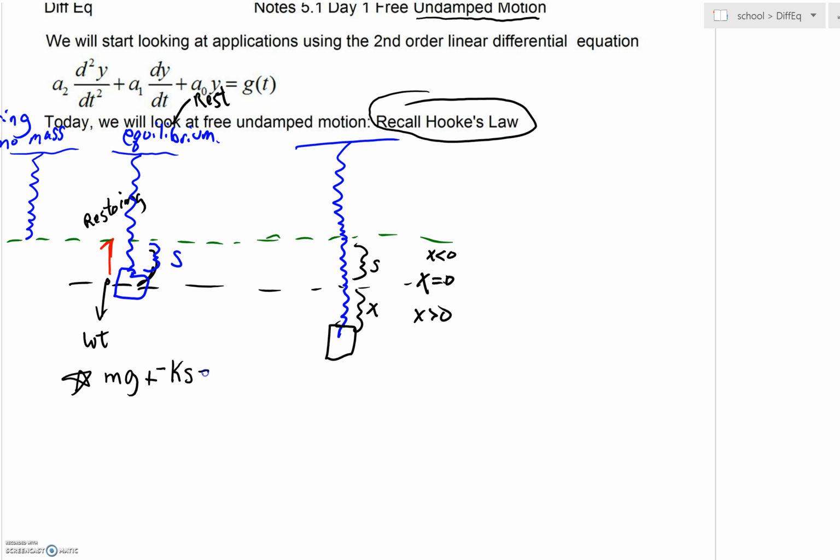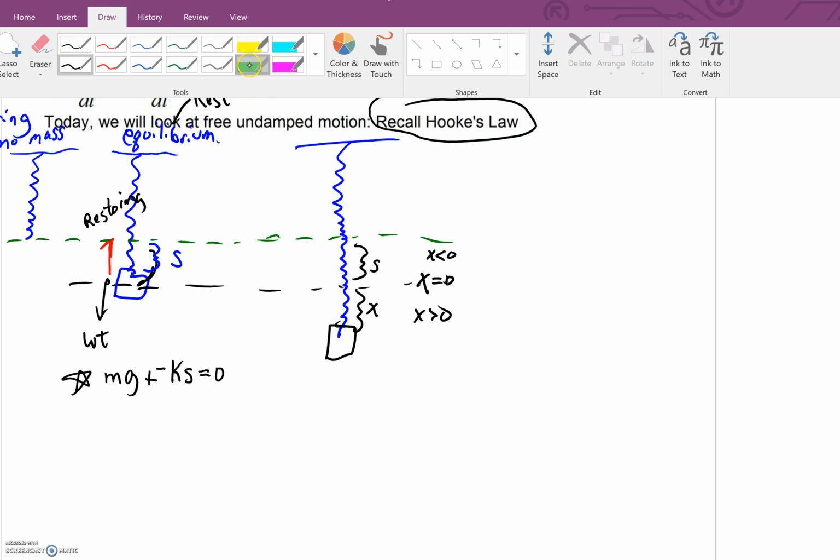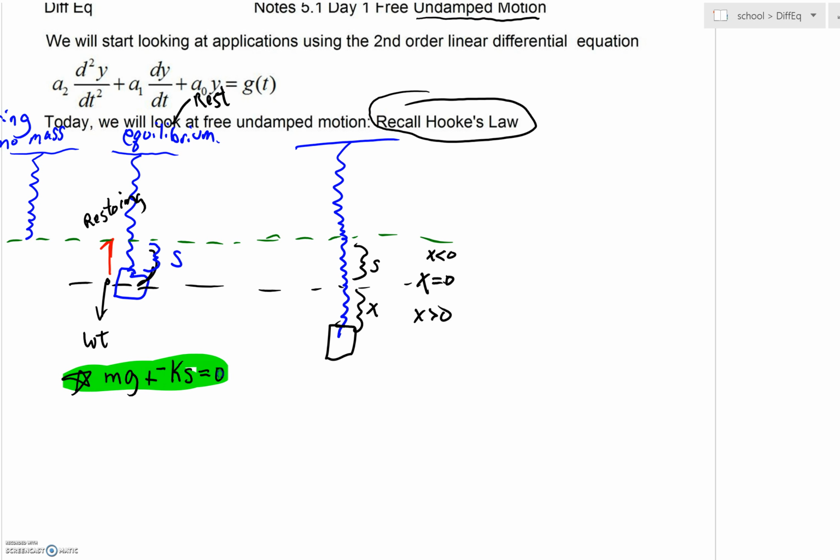equaling 0. So we have the weight, we have the restoring force. That all works out to 0. Works out to 0 as we are in equilibrium. We don't want to forget about this. This is going to be very, very helpful as we proceed.